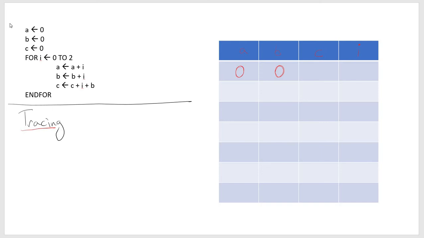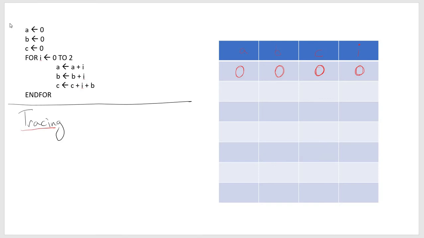For the third line, C is being assigned to 0 here. And then on the fourth line, we have a for loop, which is starting from 0. So I is being assigned to 0 here, like so. And it's running to 2, but because I hasn't been incremented to 2 yet, we're not going to be writing that on the table on the right hand side.